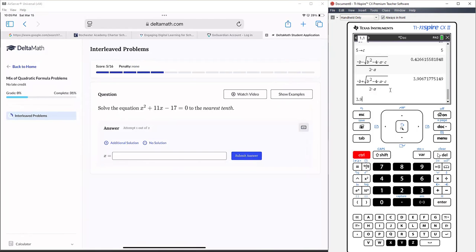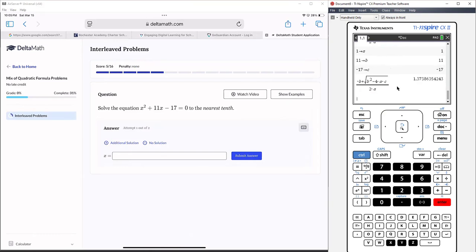So get rid of this stuff. All right, so the leading coefficient A is 1. Store that in the A. The linear coefficient is 11. I'm going to store that into B. And then I'm going to take a negative 17, and I'm going to store that into C. And again, I'm going to be rounding this, so I'm just going to go straight to the quadratic formula, and I'm going to go boom, and my first one is going to be 1.4.